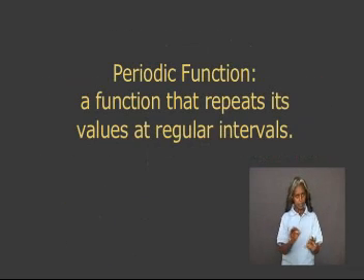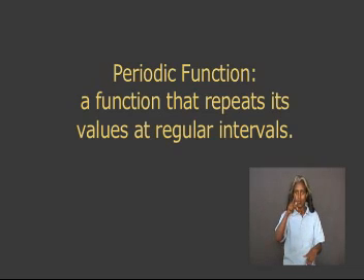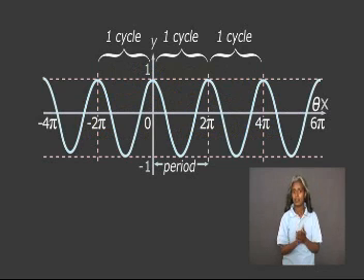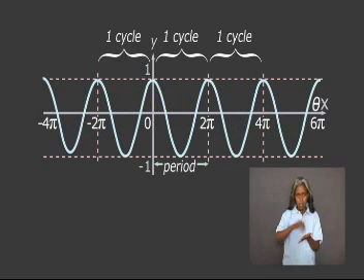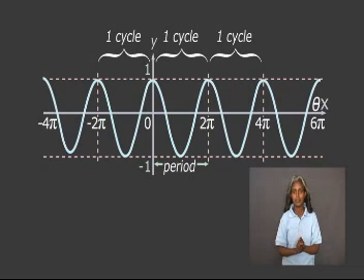When a function repeats its values at regular intervals, it is called a periodic function. A sine function repeats after 360 degrees, or 2 pi radians. So, 360 degrees, or 2 pi, is called the period of the sine function. Do you see how the curve repeats in this figure? That is the period.